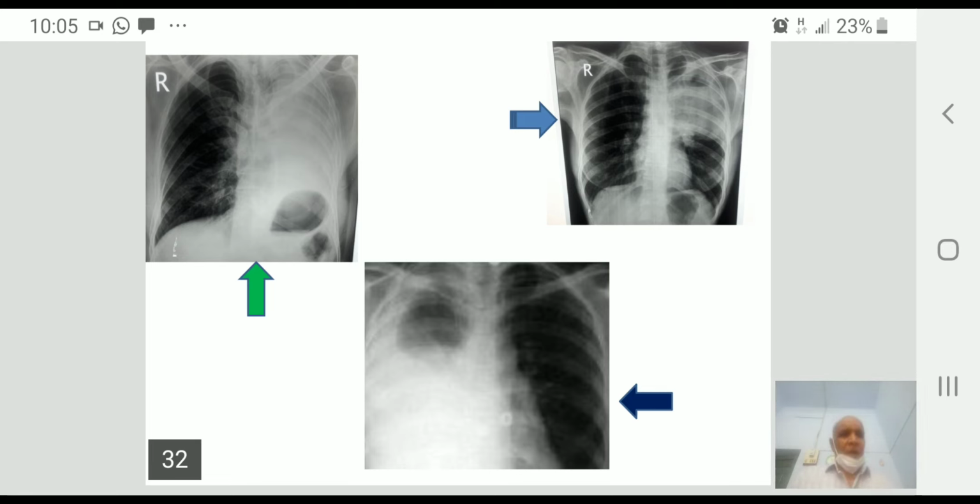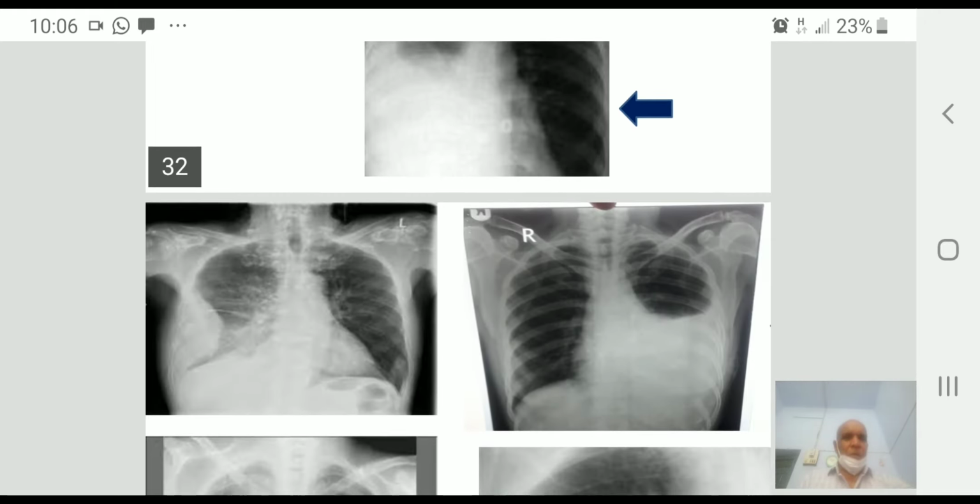Arrow by the black: we can't see the dome of diaphragm, not on the left side but on the right side. Right cardiac border is not visible and right CP angle is also obliterated. So it is right lower effusion.